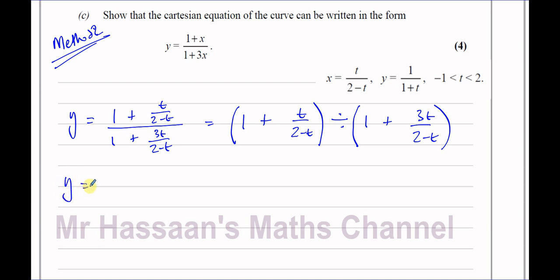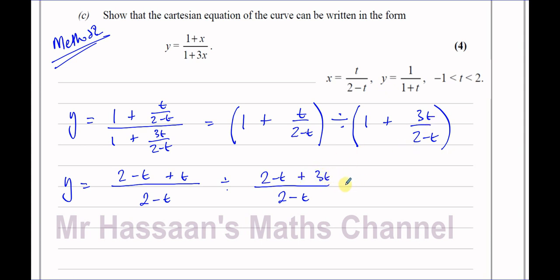So y equals, now this, I'm going to write as a single fraction with one denominator, a common denominator of 2 minus t. So this is 2 minus t plus t over 2 minus t. So the numerators add together, 2 minus t plus t, under that one single denominator. Similarly for this one, I'll do the same thing. I'll write this with 2 minus t as a single denominator. So that becomes 2 minus t plus 3t.